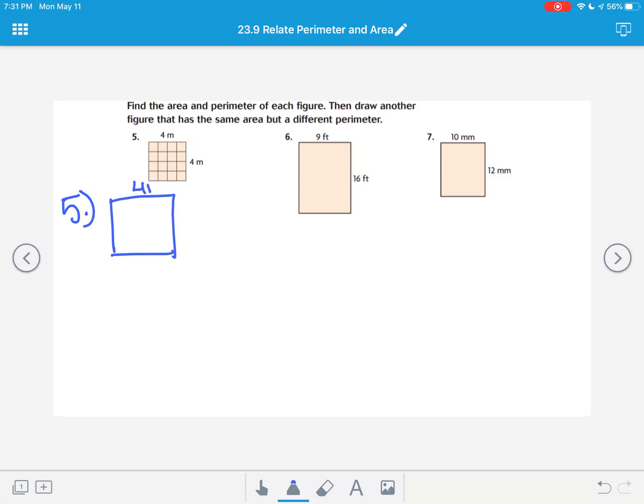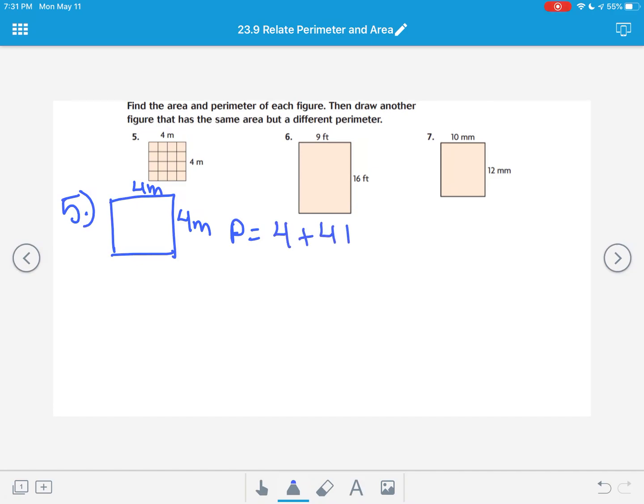I have this square here, which is 4 meters all the way around. For this one, we're going to find the area and perimeter and then draw another figure that has the same area but a different perimeter. So this time we're looking for the same area. That means that when we think of the factors for the number, they need to be factors that will equal the same as the area we get. So let's take a look.